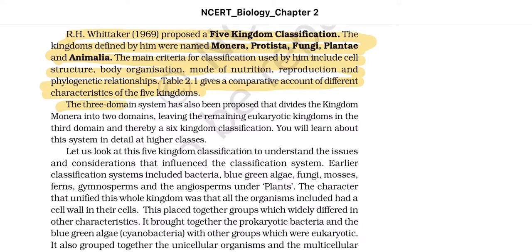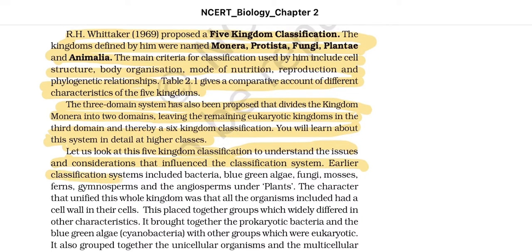The three-domain system has also been proposed that divides the kingdom Monera into two domains, leaving the remaining eukaryotic kingdoms in the third domain, and thereby a six-kingdom classification. You will learn about this system in detail in higher classes. Let us look at this five-kingdom classification to understand the issues and considerations that influence the classification system.